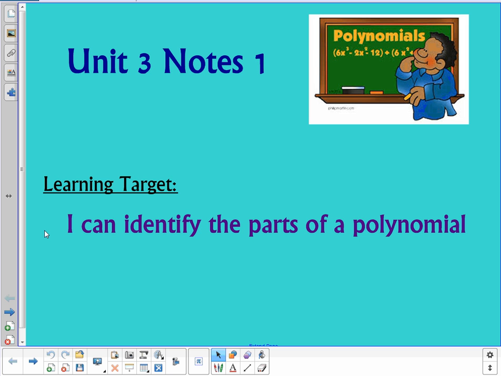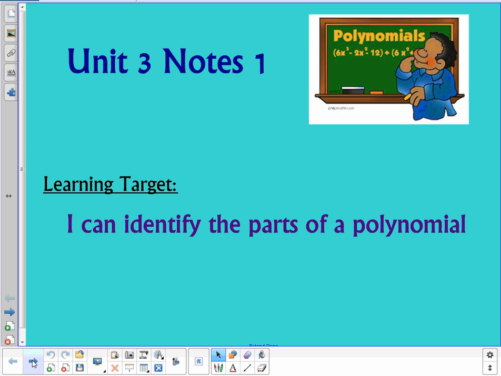We're moving into a unit on polynomials, and today our learning target is I can identify the parts of a polynomial. Now this is kind of a unique set of notes because we're not actually going to do a practice assignment with these notes. We're just going to take some notes, write down some definitions, and then move into notes 2. So you're going to have quite a bit of writing to do today, but again, you're not going to have a practice assignment with it, so this is just kind of everything in one.